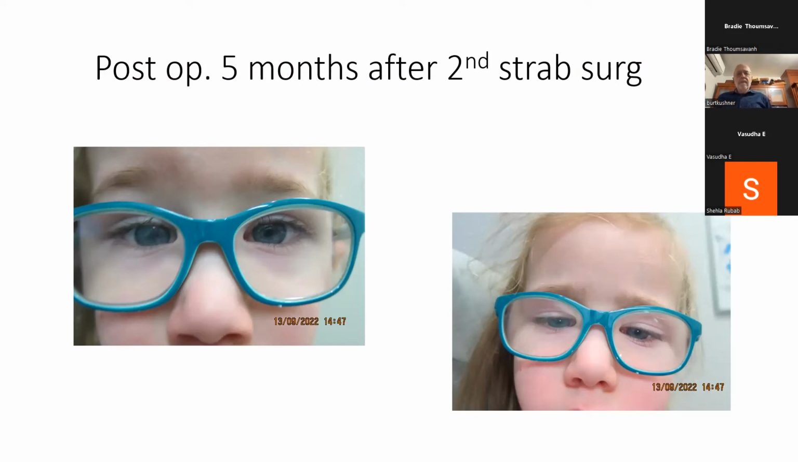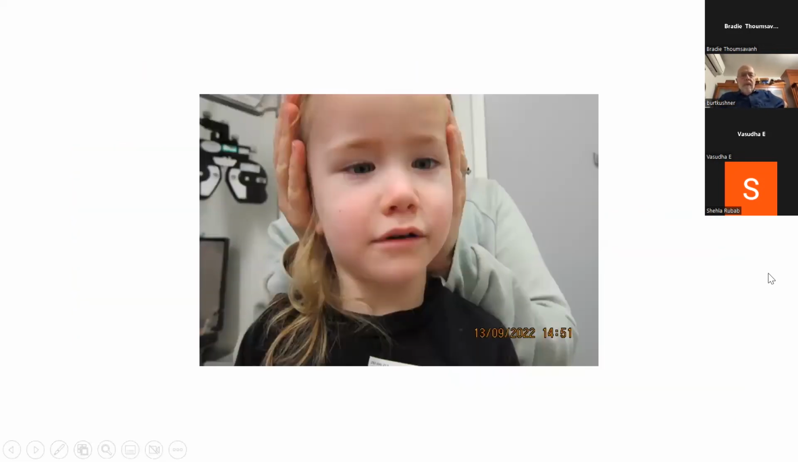So here she's in her glasses and she's looking straight ahead. Cosmetically looks good, looking for the distance. And when she's looking up close, you can see that there is some convergence, but she wasn't able to do much adduction. And here we're trying to actually use the doll's head maneuver.